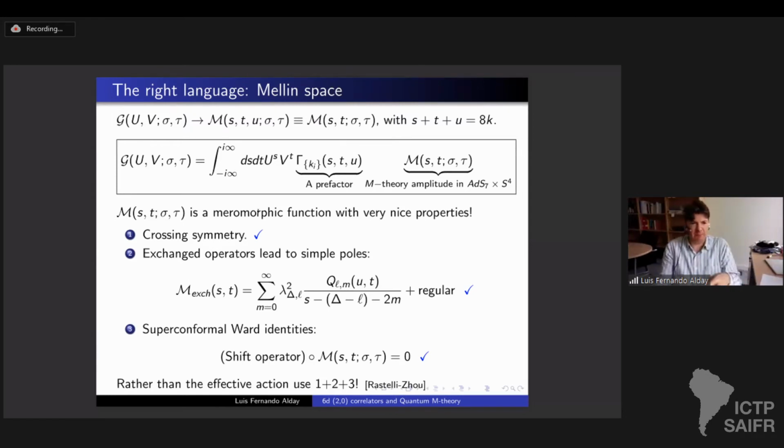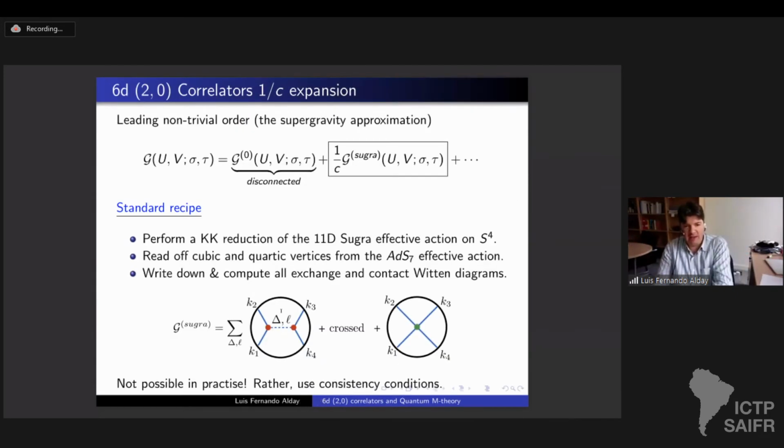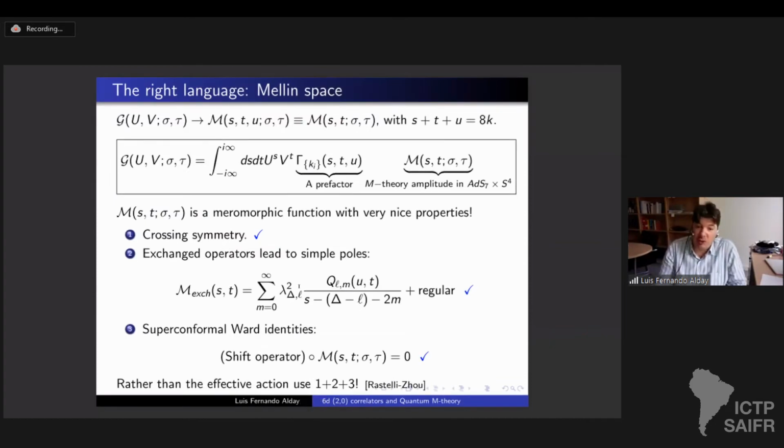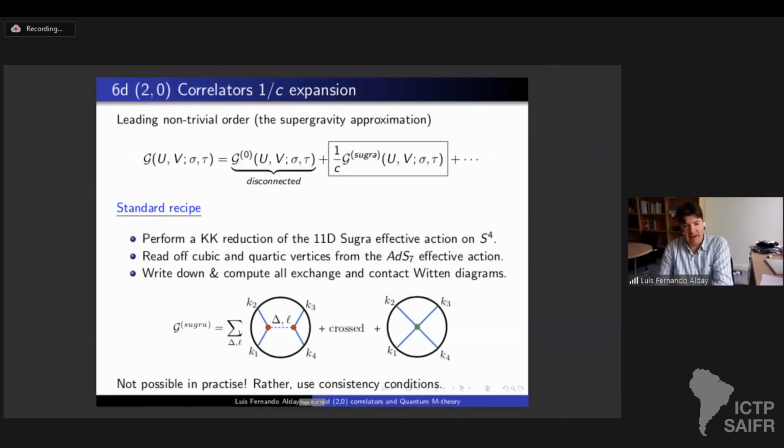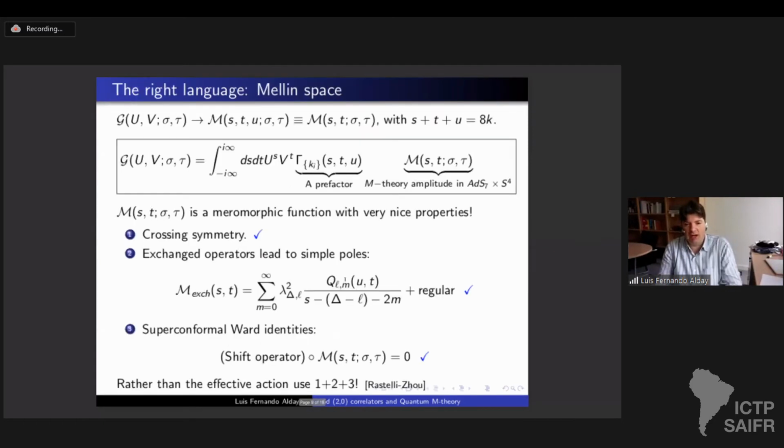Meromorphic means that it's basically analytic, except at a few points. It satisfies nice properties under crossing symmetry. Then the exchange of operators, for instance, like the one in this diagram here, leads to simple poles. Let's say if you have an s-channel exchange, you will have some series of poles in the s-channel with some well-defined residues at these poles. And in addition, as a third condition, it satisfies what we call the superconformal Ward identities.